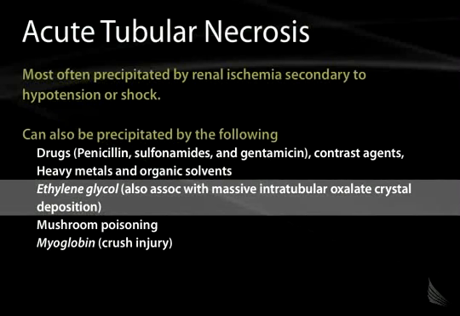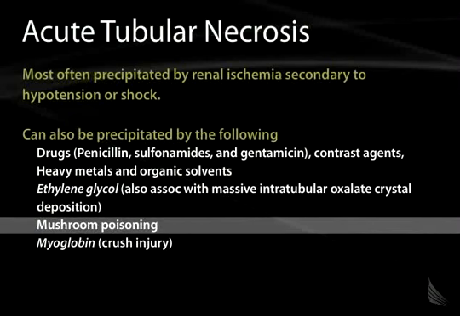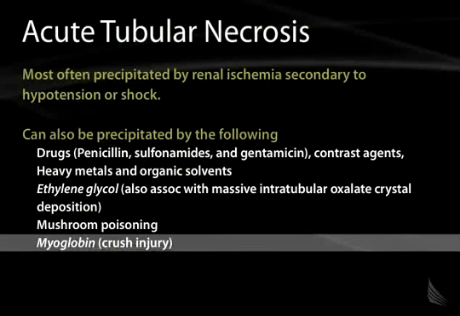Particularly, you'll want to remember ethylene glycol. Acute tubular necrosis is a predominant feature of ethylene glycol poisoning. It's also associated in this case with intratubular oxalate crystal deposition, which you'll see those two things together in ethylene glycol poisoning. Mushroom poisoning, you'll see this as well, and also in crush injuries where necrotic muscle releases a lot of myoglobin. This will lead to acute tubular necrosis as well.